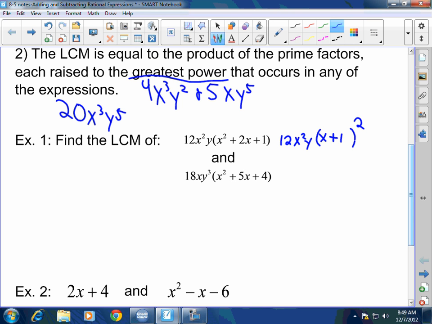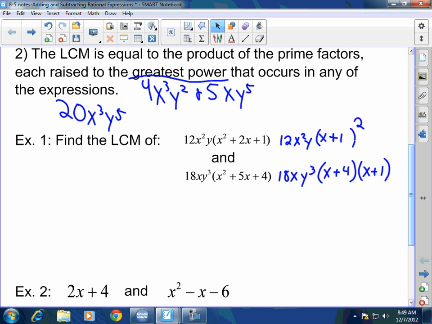Is everyone with me so far? Yes? Okay, and then I also have 18xy cubed, and then I've got x plus 4 and x plus 1. Okay, so this is the procedure we're going to use. We're always going to factor every single expression completely, all the way. Does that make sense? We're completely factoring it. Now, we got to find the least common multiple. So let's just go step by step here.